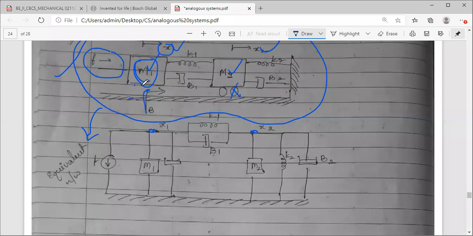So how many elements will come for the first node? X1, you have m1, you have force, and you have B, damper. So these three things will come. So let me draw this. You have m1, you have damper. I did not denote it. Please keep it as B, and you have a force. If you see the direction of the force, it is towards this reference. So if I take this as your reference, it is towards down.